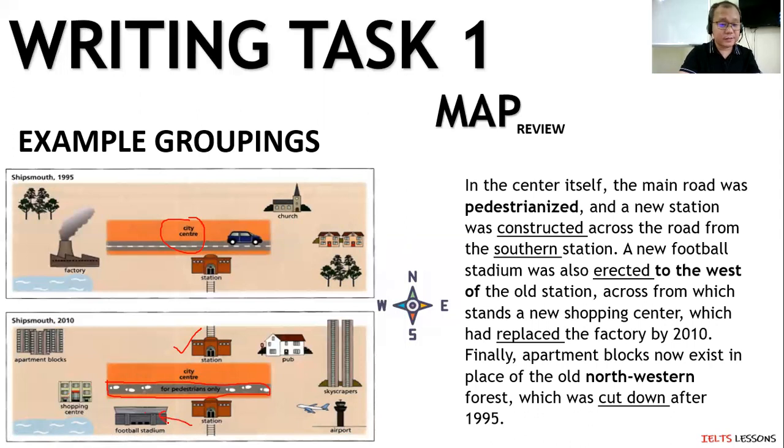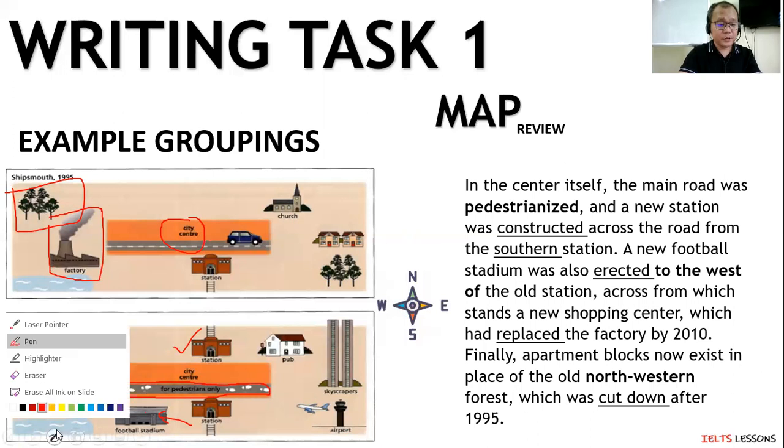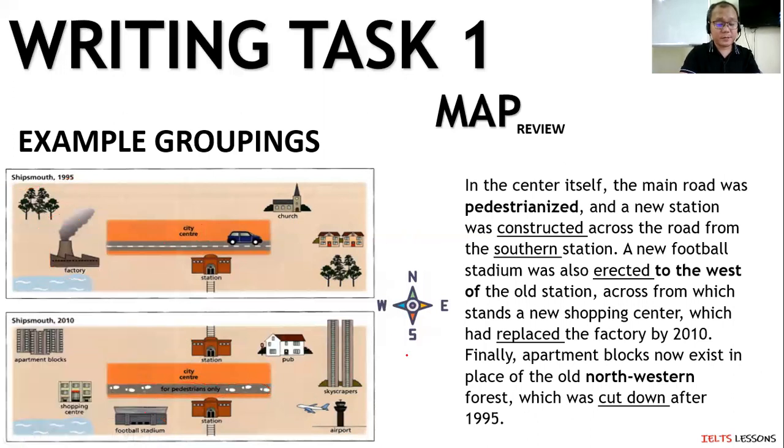Across from which stands a new shopping center, which had replaced the factory by 2010. Finally, apartment blocks now exist in place of the northwestern forest. This was the northwestern forest, and it has been replaced by apartment blocks, right? And the trees were cut down. Okay, that's easy for a map.